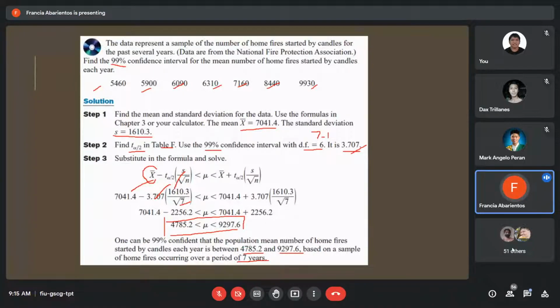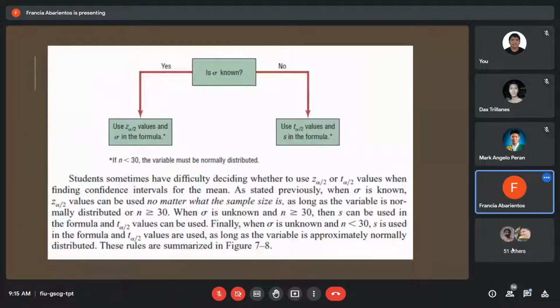So what will we use, class? This is now the general equation, the general formula. Because when we know the standard deviation, the population standard deviation, we use the z formula.